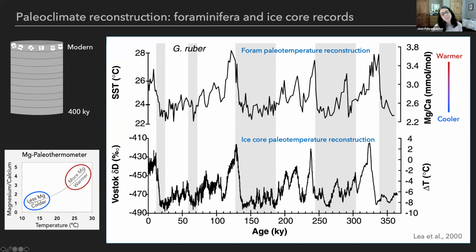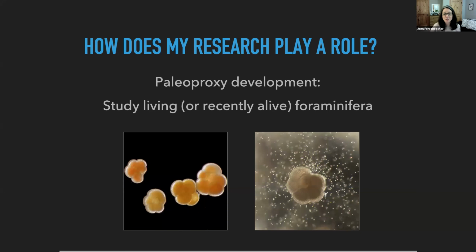What was really outstanding about this study is that they were able to show that the pacing of the changes in temperature that's recorded in their shells coincides with temperature reconstructed in ice cores in Antarctica. So we're seeing global temperature change in 2 locations by using 2 different proxies. Pretty outstanding.